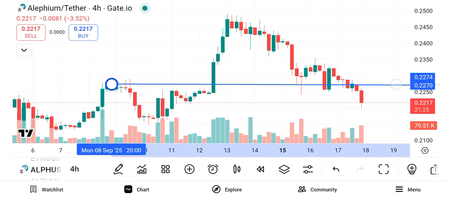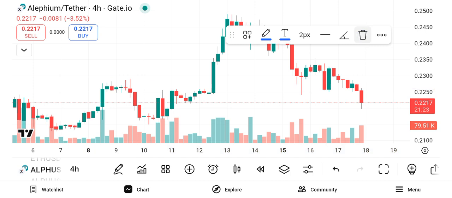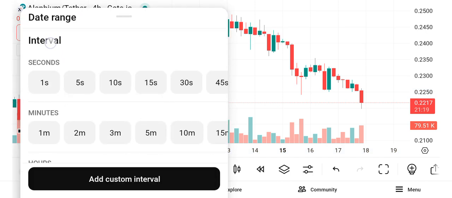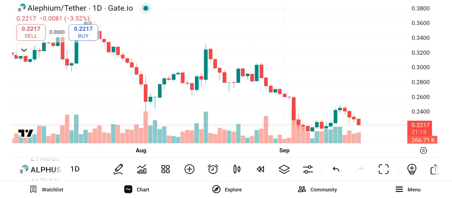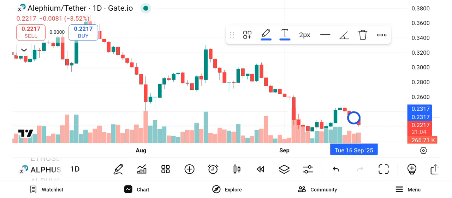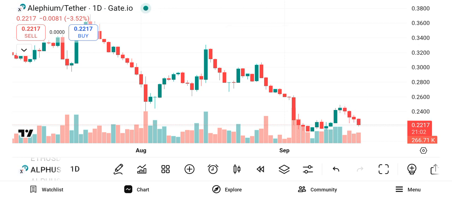Now let's head to the daily time frame. We can see from the daily time frame that we had a shooting star here. We had another shooting star, which gave a bearish sentiment, and then the market declined to where it is today.